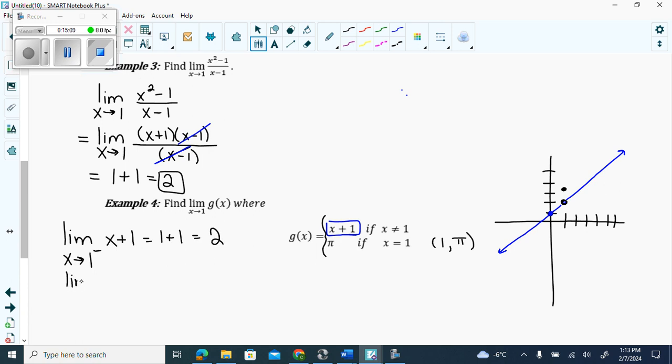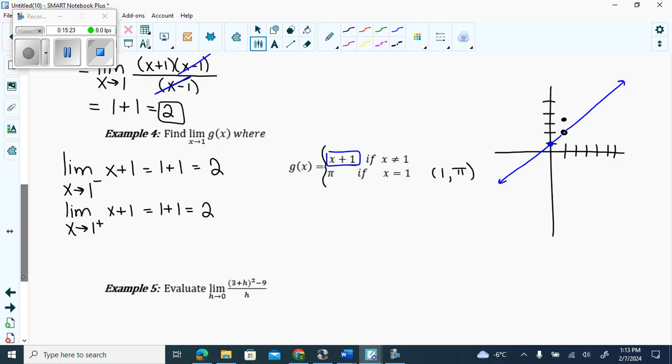Then I have the limit as x approaches 1 from the right. So it's greater than 1. Well, it's still the same one because this one is only when it's equal to 1. So I get 1 plus 1 equals 2. So from the left and the right, it approaches the same thing. We agree? Yeah. So then we have to say, therefore, remember the three-dot triangle means therefore in mathematics? Therefore, the limit as x approaches 1 of g of x equals what? 2.